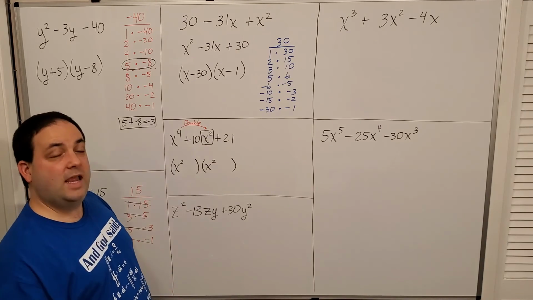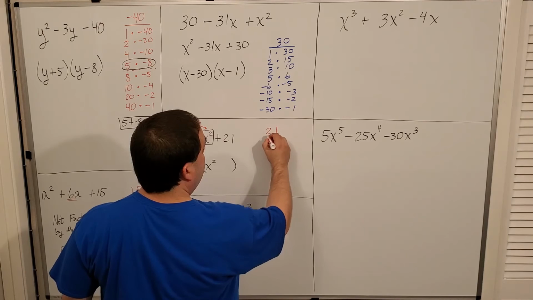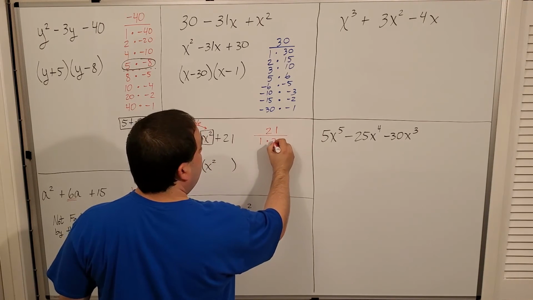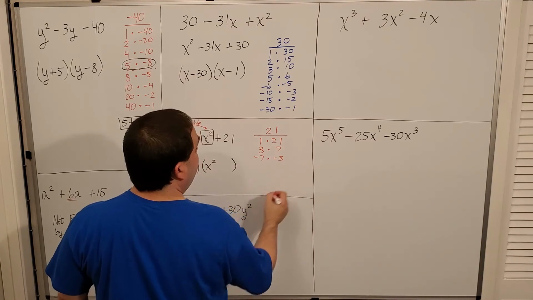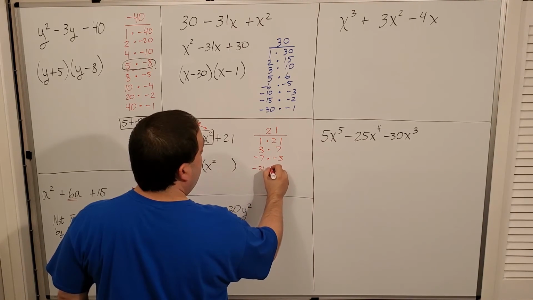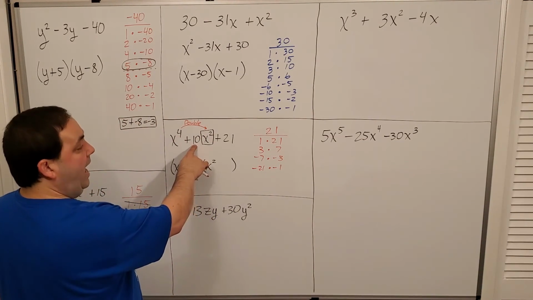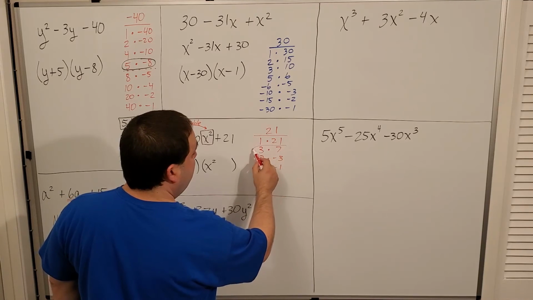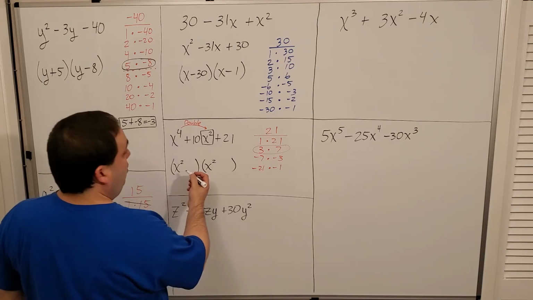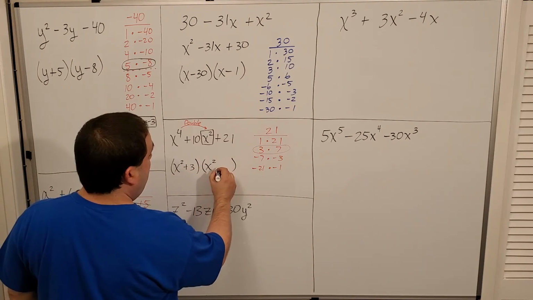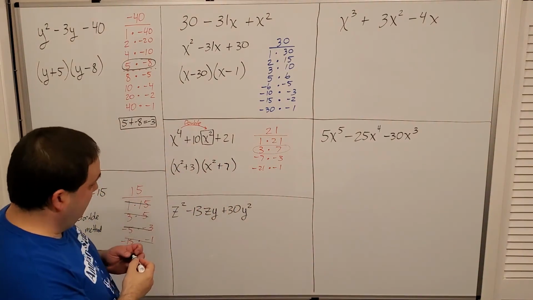And then I'm going to follow the same patterns that we were doing before with the numbers. So for 21, I'll have 1 times 21, 3 times 7, negative 7 times negative 3, and negative 21 times negative 1. That's the whole list for that one. And I need to add to get 10. So that's going to be 3 and 7. So I can finish this up by saying x squared plus 3 and x squared plus 7 is my factorization. This is the actual factorization.